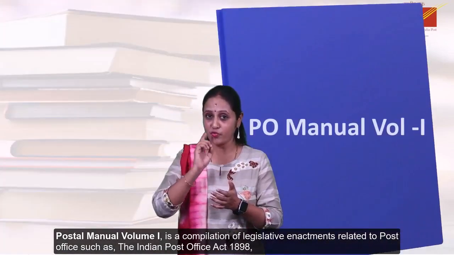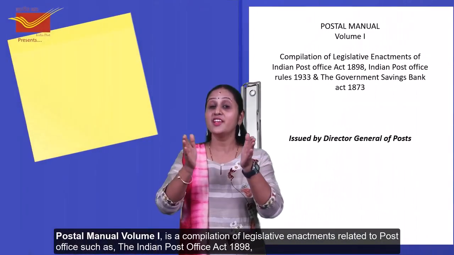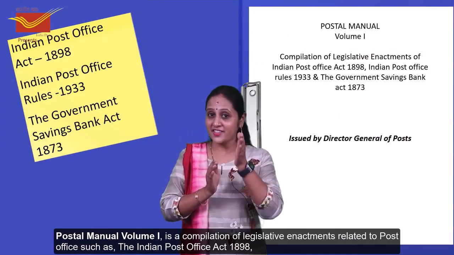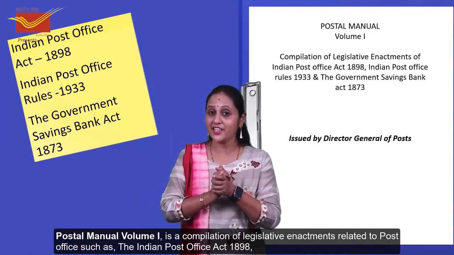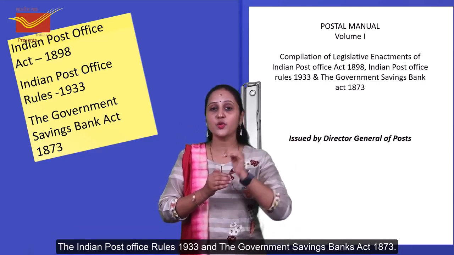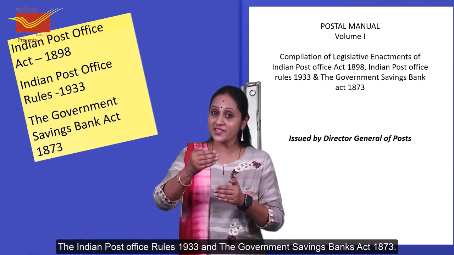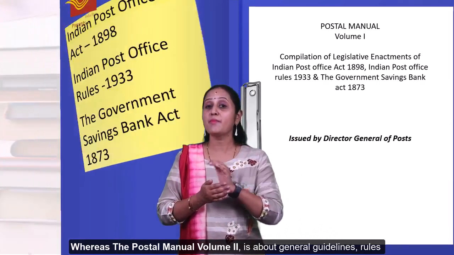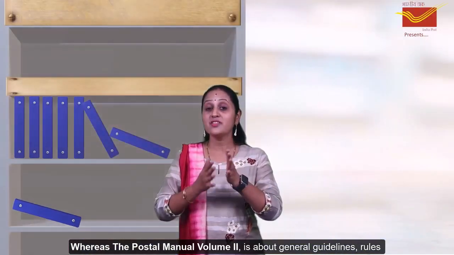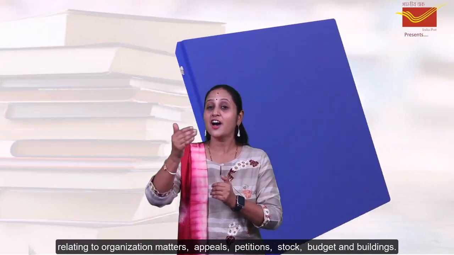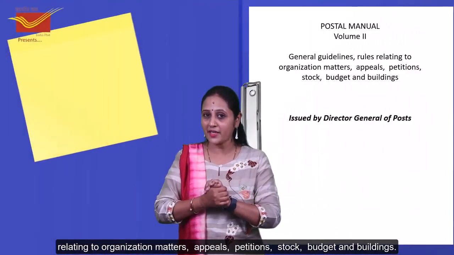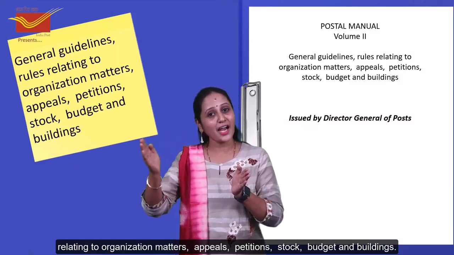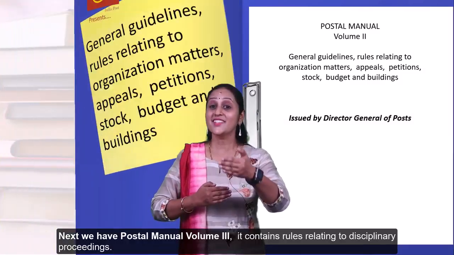Postal Manual Volume 1 is a compilation of the legislative enactments related to the post office, such as the Indian Post Office Act 1898, Indian Post Office Rules 1933 and Government Savings Bank Act 1873. Whereas the Postal Manual Volume 2 is about the general guidelines, rules relating to the organization matters, appeals, petition, stock, budget and buildings.